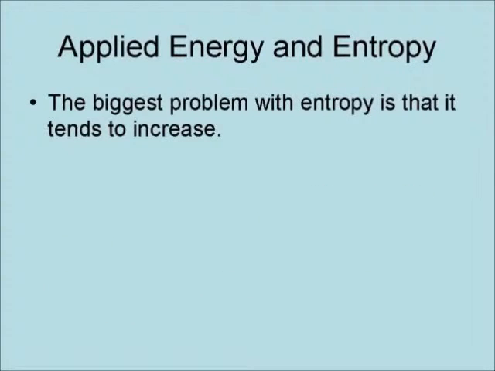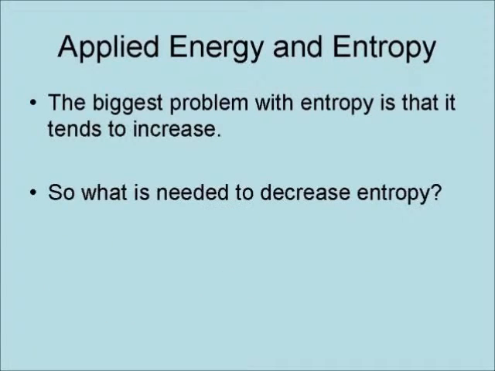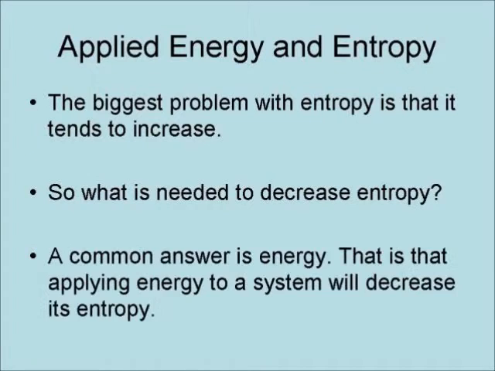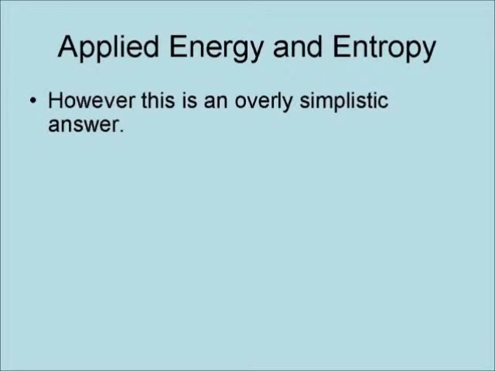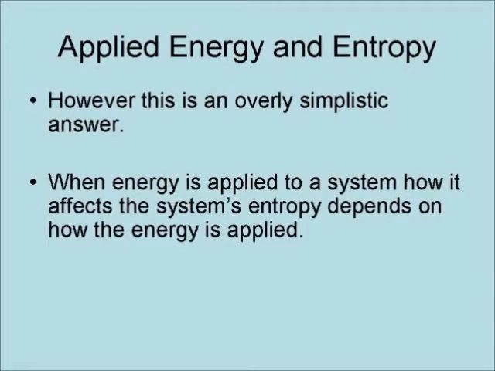The biggest problem with entropy is that it tends to increase. So what is needed to decrease entropy? A common answer is energy. That is, that applying energy to a system will decrease its entropy. However, this is an overly simplistic answer, because when energy is applied to a system, how it affects the system's entropy depends upon how the energy is applied.